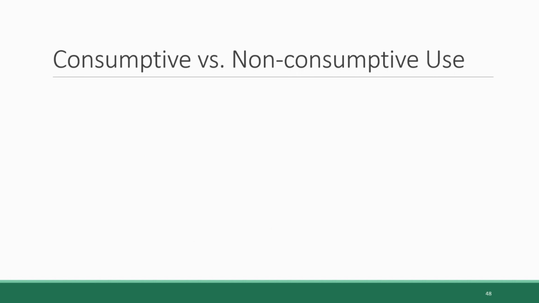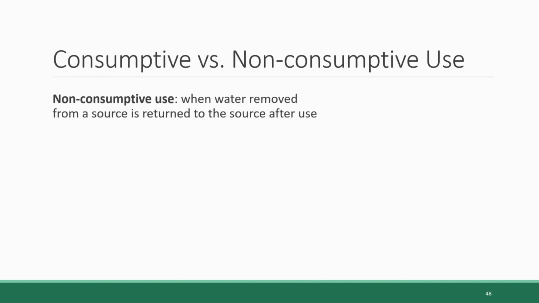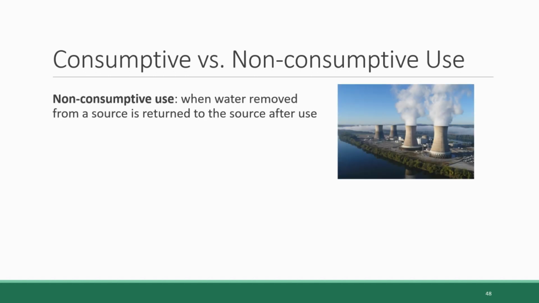Human water use can be either consumptive or non-consumptive. Non-consumptive use is when water is removed from a source, but then returned right back to that source after it has served its purpose. So an example of non-consumptive use could be the use of water to cool a nuclear reactor. The photo that you see here is of 3 Mile Island, which is the notorious nuclear generating station that underwent a partial meltdown and almost caused catastrophe in 1979. It's now been decommissioned, but it's called 3 Mile Island because it's located on an island in the middle of the Susquehanna River in Pennsylvania.